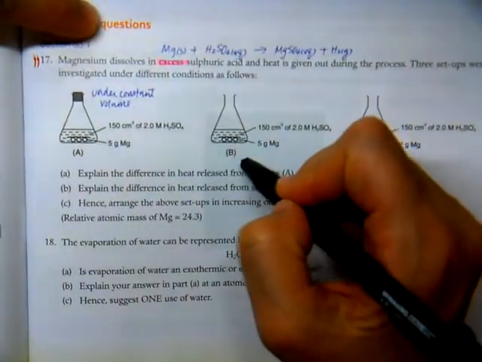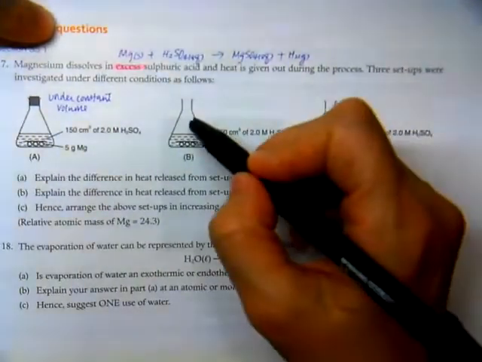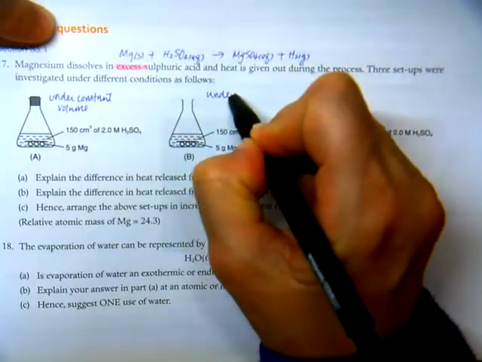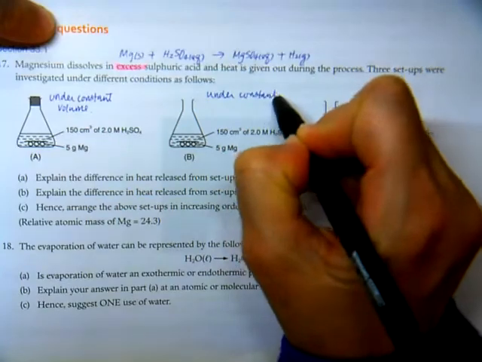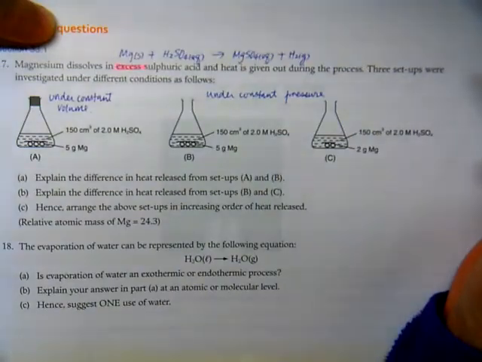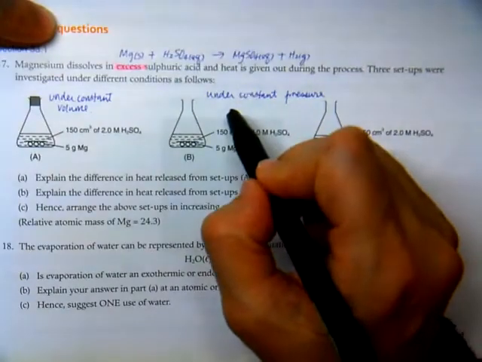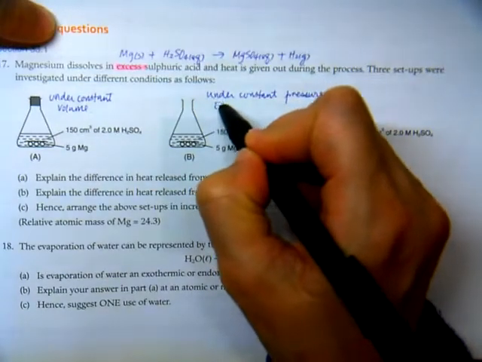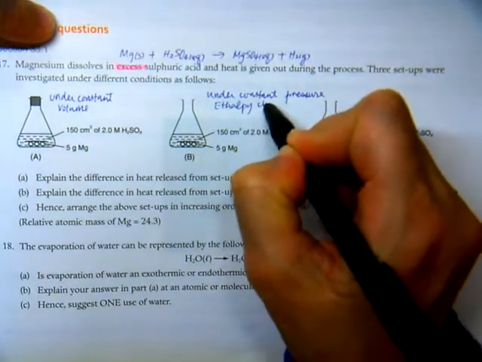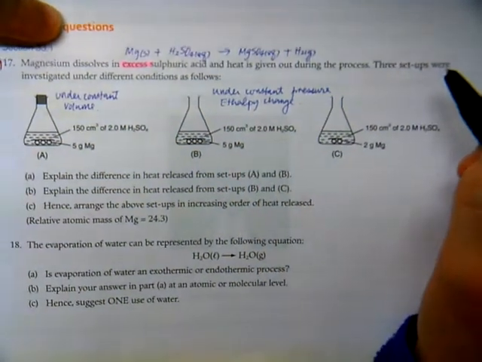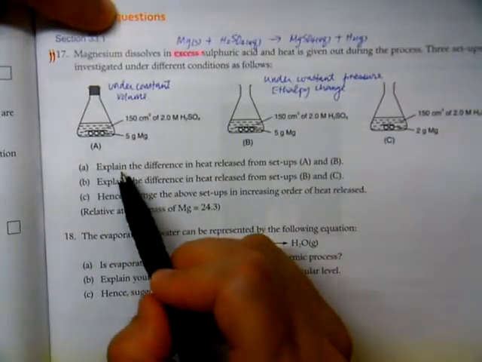Let's look at flask B and C. Both are in open system. That means both are under constant pressure. Understand? Because the conditions, they are under constant pressure, so you are measuring their enthalpy change. Understand? So let's try A.